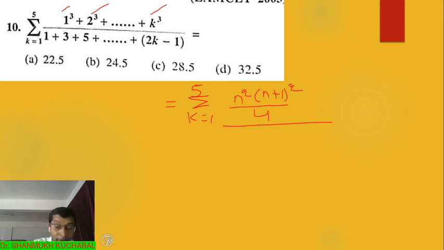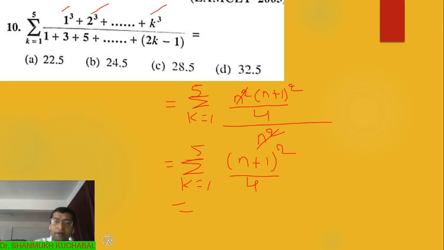The denominator is a sum of odd numbers. It is given by the expression n square. In the last class we have discussed this. If anyone missed this video, kindly go through it. Next, if you simplify this, we get summation k equal to 1 to 5, and in numerator and denominator n square gets cancelled. We get (n plus 1) whole square divided by 4. Now it is a sum of 5 terms. Now 1 upon 4 is common.